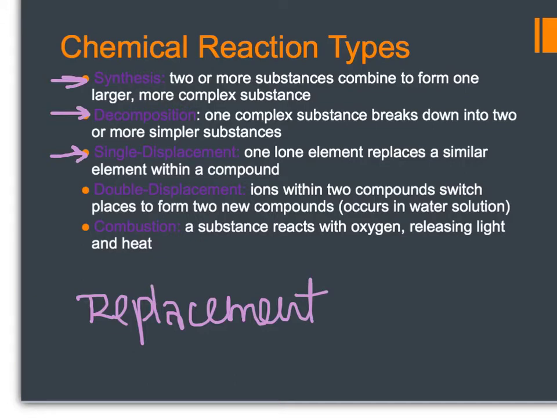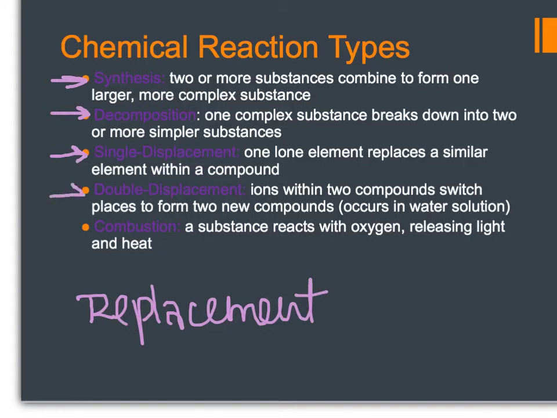Single displacement means that there is an element, just a single monatomic element, that is present and reacting with a compound of some kind. And so what happens is that single element replaces a similar element within the compound. So it might be a single metal replacing the metallic part of a compound. It might be a single anion replacing the similar anion within a compound. There are lots of different ways that this can occur, but the name tells you what happens. A single element gets displaced from a compound and a new compound forms.